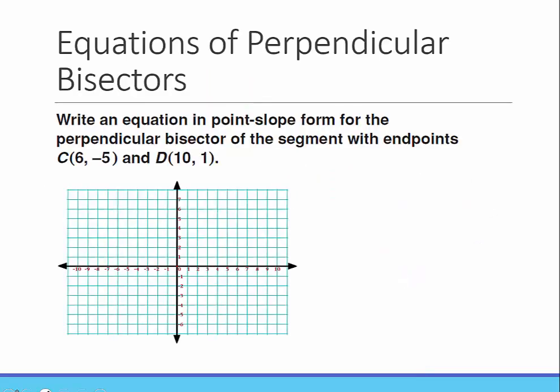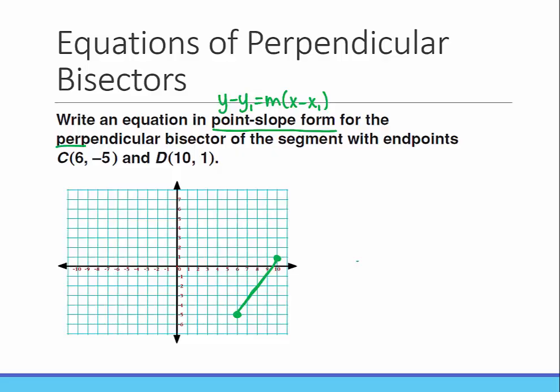So the last type of problem, and this one's a little more difficult, has lots of work with it. We need to write an equation in point slope form. Remember that's y minus y1 equals m times x minus x1, for the perpendicular bisector of a segment with endpoints at (6, -5) and (10, 1). So the first thing we're going to do is actually graph those on here. Go over 6, down 5, and then over 10, up 1. So here's this segment. Usually this segment is out in space, but this time it's actually on a coordinate plane.